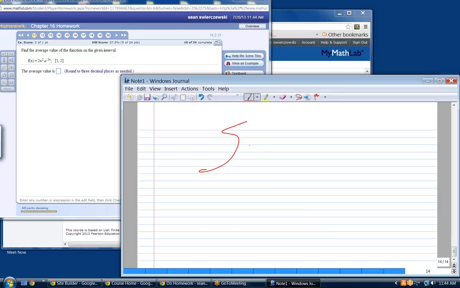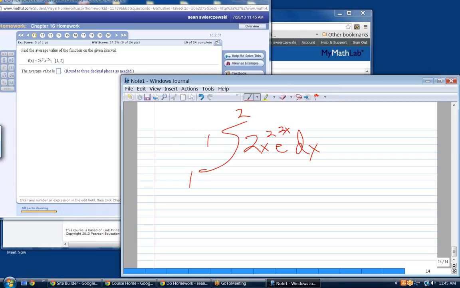Set up the integral for me. I'm just writing this out quick. Alright, so it'd be from 1 to 2, and then 2x squared e to the 2x. What goes out in front of here? What is 1 over b minus a? B is 2, a is 1, so b minus a is 1. So 1 over 1. Yeah, so there's a 1 out there.